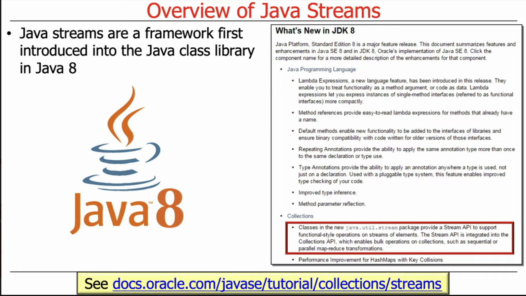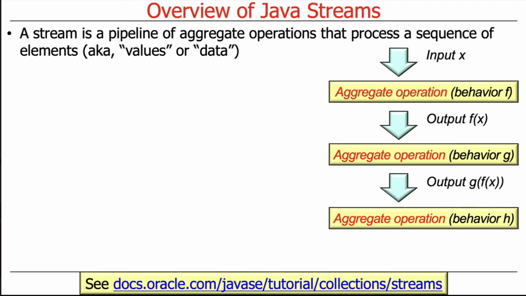They integrated streams with the collections framework, which allows you to do transformations of collections like hash maps or array lists or tree sets into streams where they're filtered and transformed and so on, and then you can convert them back into collections for other types of processing.